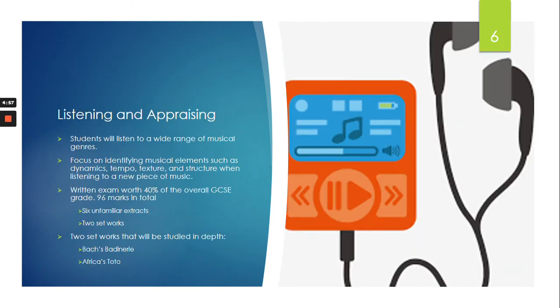Listening and appraising, the other 40%, students are going to listen to a wide range of musical genres, everything from Baroque music from the 1600s all the way to music that you would listen to today. The focus is on identifying musical elements, so can they describe the music that they hear? Things like dynamics, how loud and quiet, tempo, the texture, the structure of pieces when listening to a new piece of music, maybe one they've not heard before.